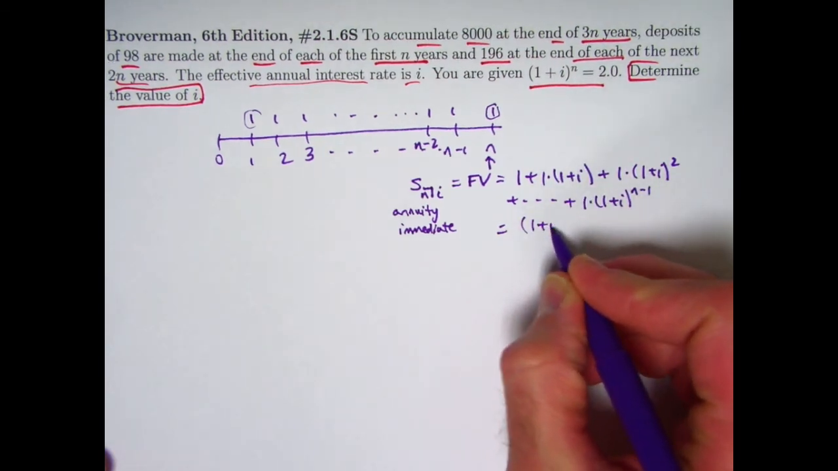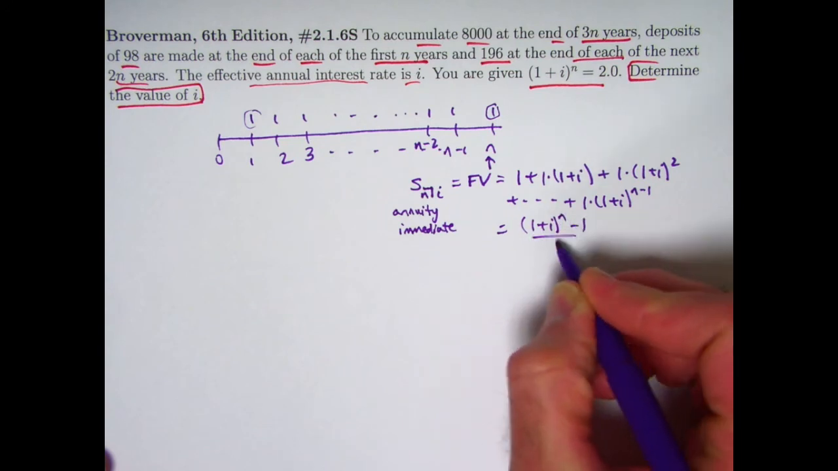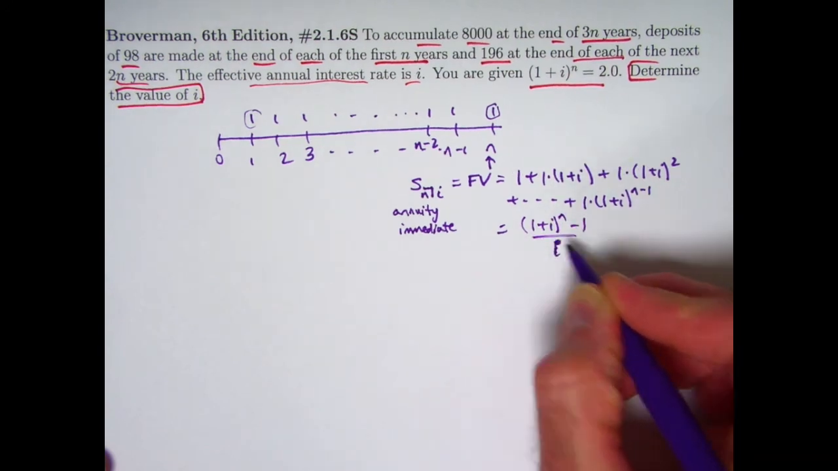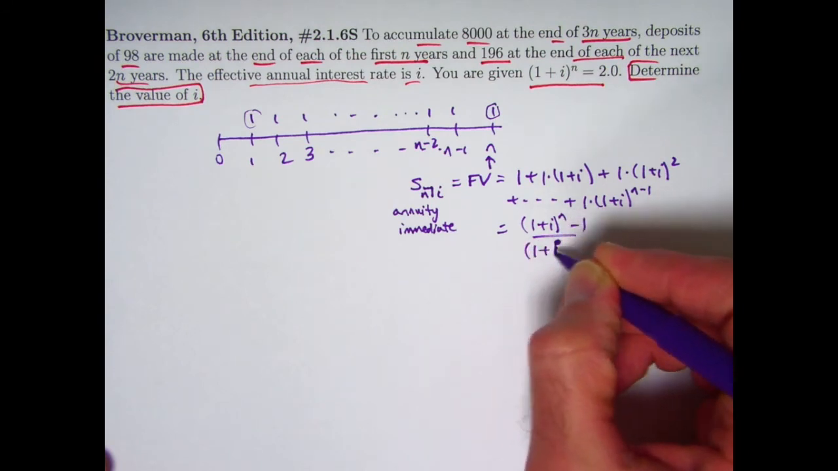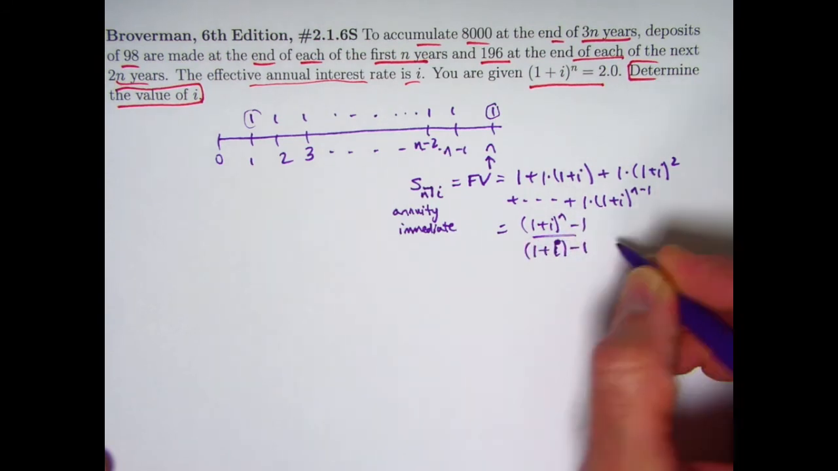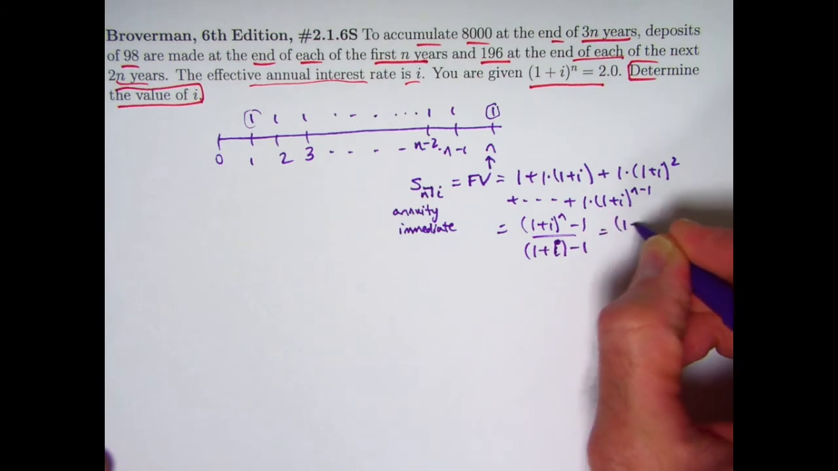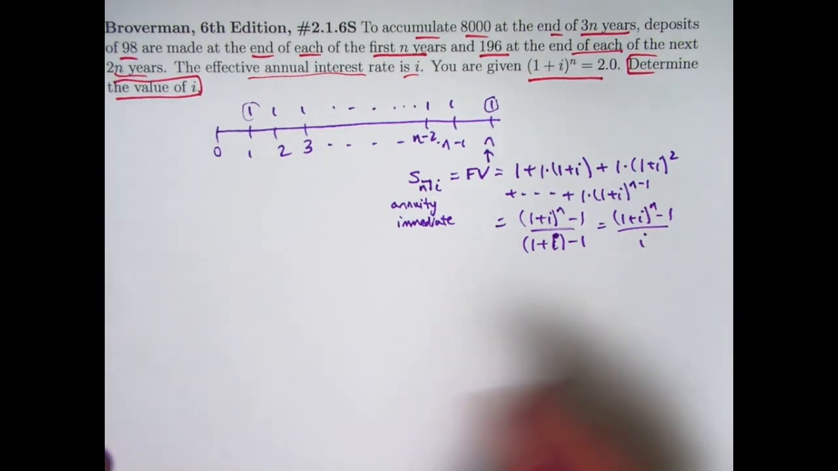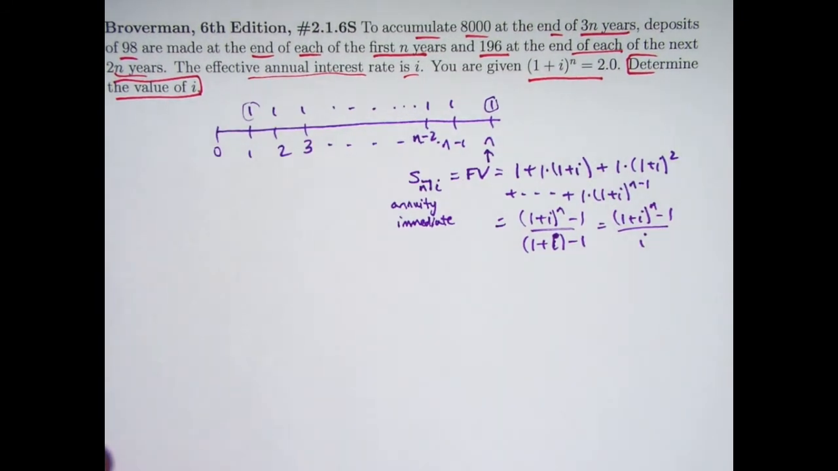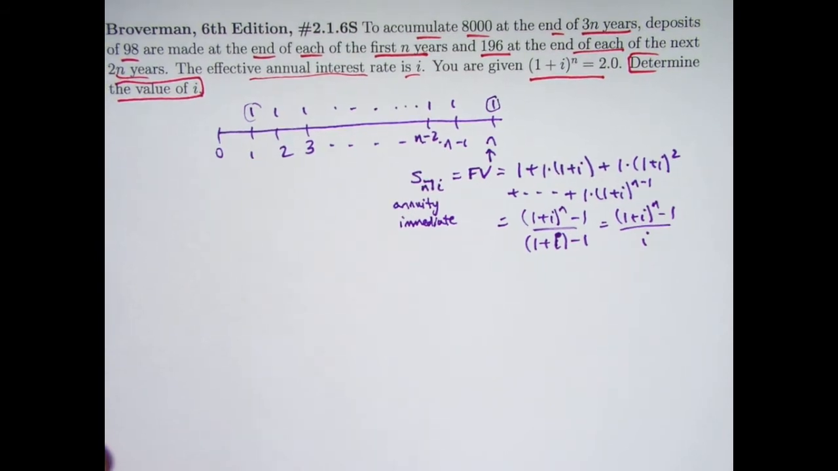It equals 1 plus i to the n power minus 1 over i. Actually, I should think of this as initially 1 plus i minus 1, but then the 1's cancel, and I get 1 plus i to the n minus 1 over i. That is the short formula for the future value of this annuity immediate, and it's the formula that we need in this problem. Okay, you can again look up formulas about finite geometric series.